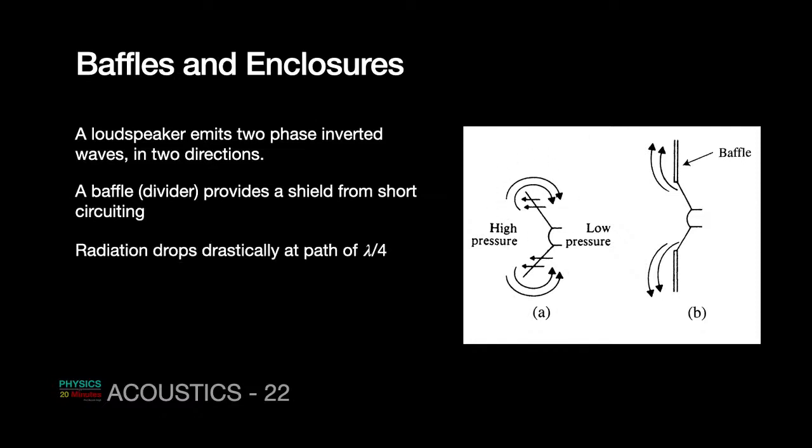So radiation drops. It has been experimentally observed that at lambda by 4, the radiation drops, in the sense that up to a distance of lambda by 4, the sound output decreases drastically, and therefore baffles at least have to be larger than lambda by 4 in length. That is, this length has to be greater than lambda by 4, where lambda is for the smallest frequency that the speaker is producing. Calculate lambda for that, and the baffle should be larger than lambda by 4.